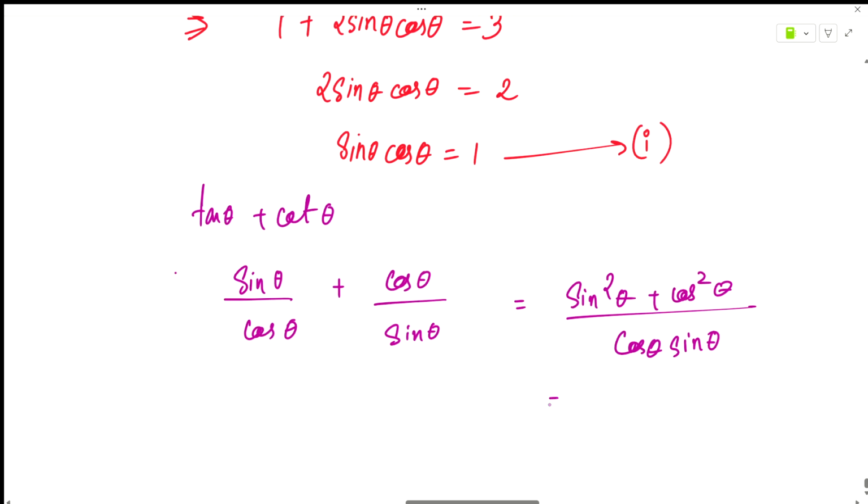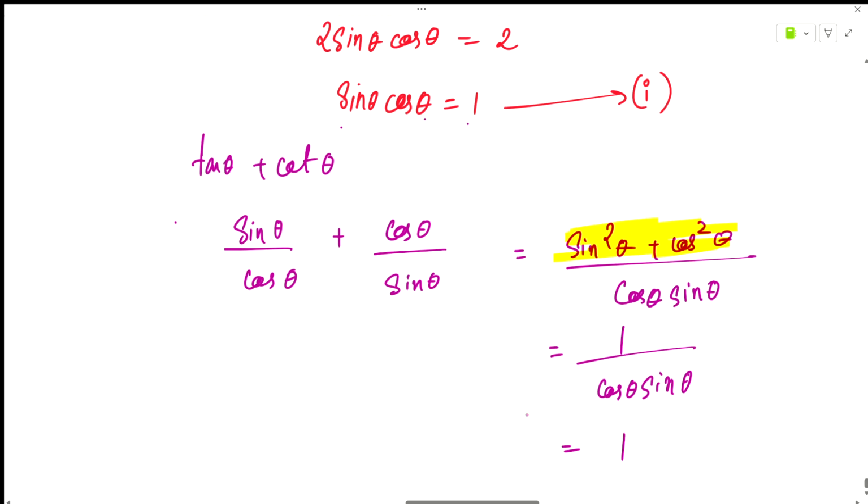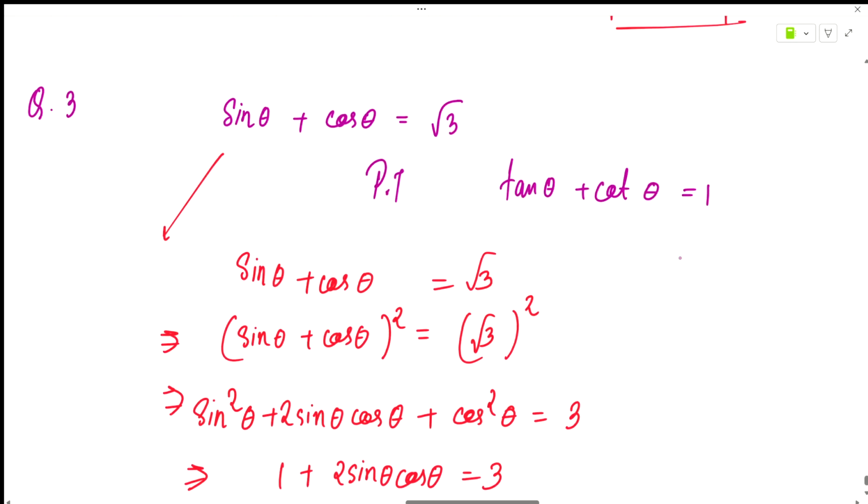This gives me 1 upon cos theta sine theta. Using the identity, sine square theta plus cos square theta is equal to 1. Okay students, I hope you are aware of this identity. So now if you see from equation 1, what is sine theta cos theta? It is 1. So I can write here 1. Okay, so my RHS is proved.